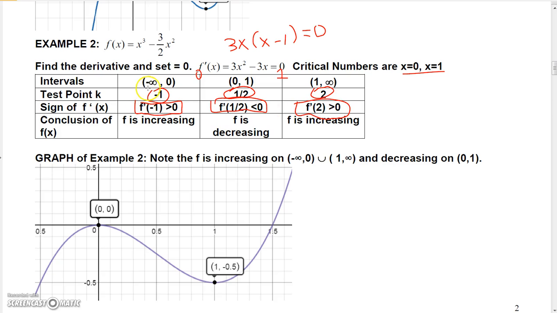So that tells me that from negative infinity to 0, the function is increasing, from 0 to 1, the function is decreasing, and from 1 to infinity, the function is increasing.